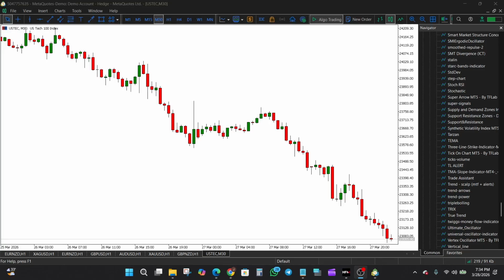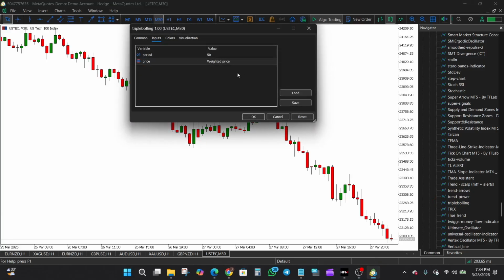Alright, so let us start by adding the indicator to the chart. We can see the default settings here. Feel free to modify the settings according to your taste. You can actually change the period. You can also change the price type.